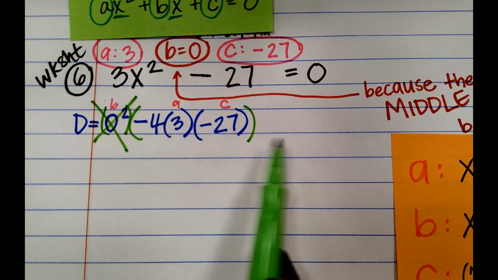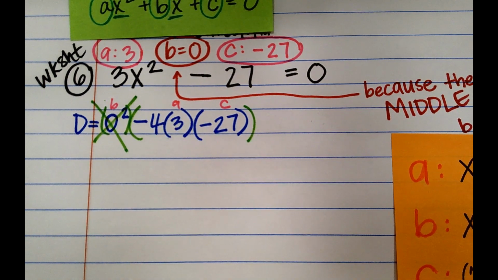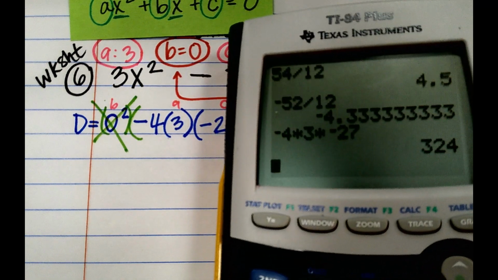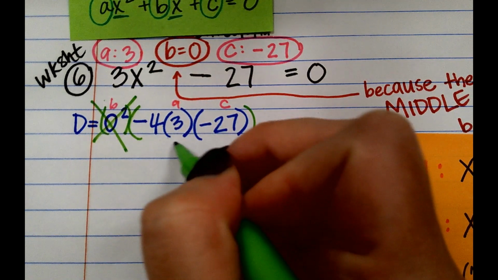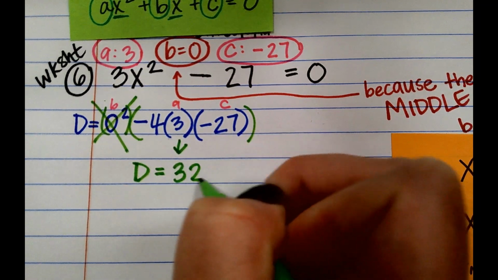And 324. Yeah, negative 4 times 3 times negative 27. You said it's 324? Yeah. Negative 4 times 3 times negative 27. Yep, that's what I got. 324. So my discriminant is 324.